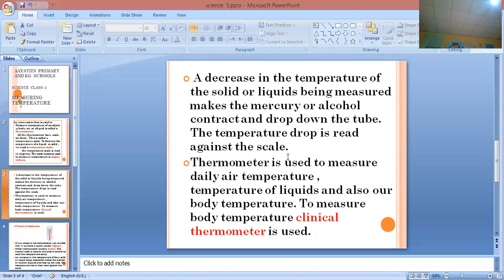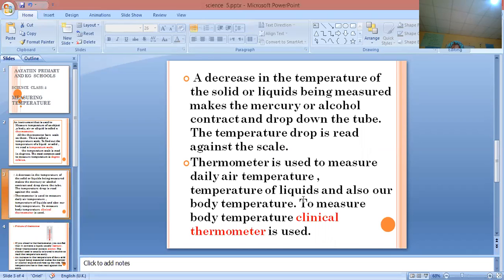A thermometer is used to measure daily air temperature, the temperature of liquids, and also our body temperature. We use a thermometer to measure our body temperature. For example, when you're sick, you go to the hospital. If you have a fever, they'll bring a thermometer to measure your temperature.